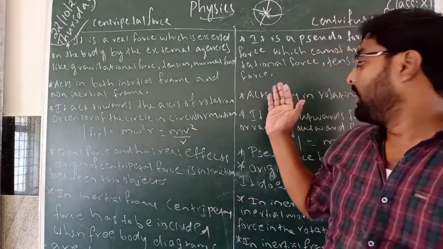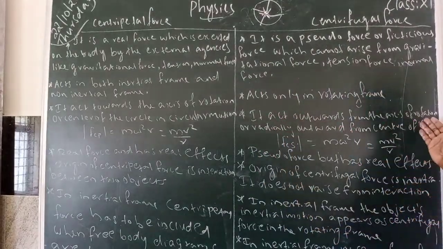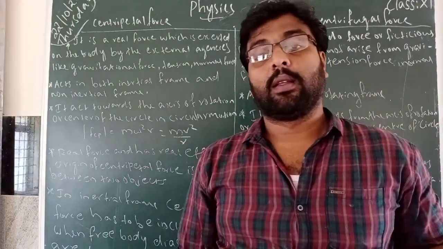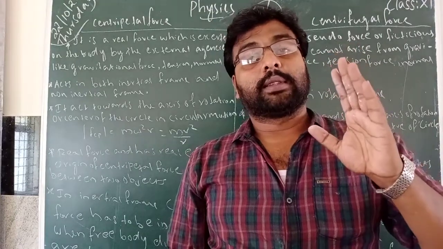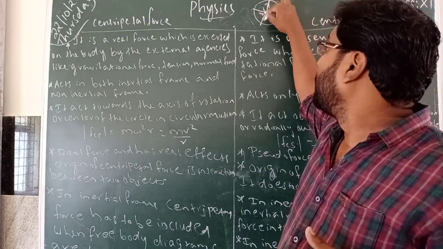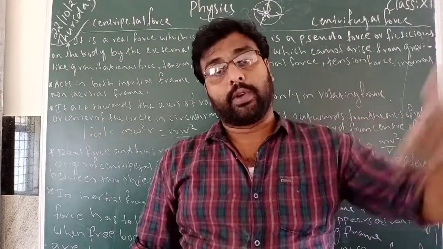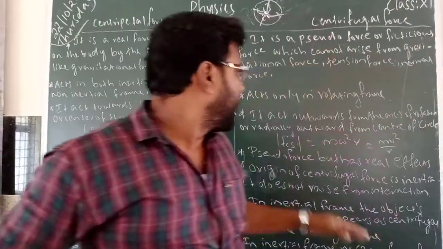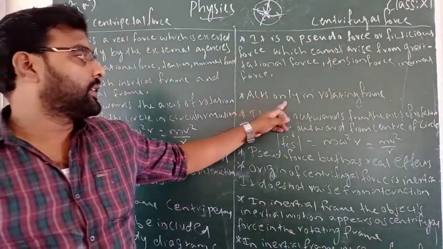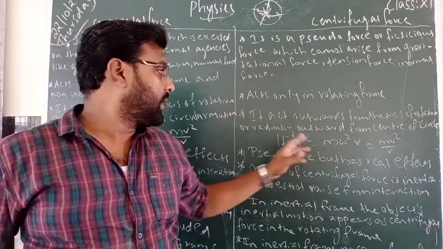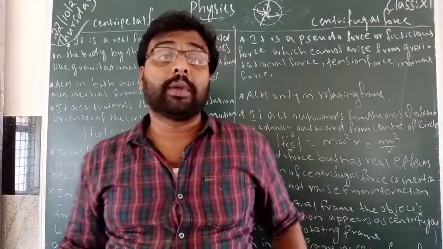And here, centrifugal force acts outwards from the axis of rotation, or radially outward from the center of circular motion. So centripetal means acting inward, centrifugal means acting outward. So this is the third difference: it acts only in a rotating frame, outward from the axis of rotation. Acting only in a rotating frame means what?